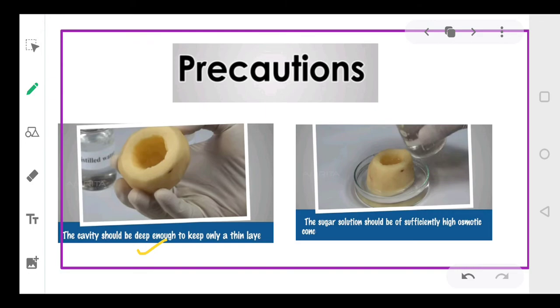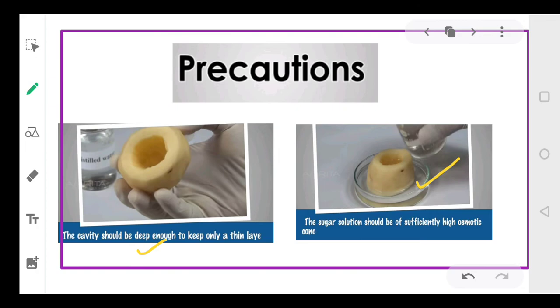Secondly, we will add a sufficient quantity of sugar solution into the potato. It should not be a very low quantity, right? The concentration should be sufficient, so that we can easily observe the osmosis process.